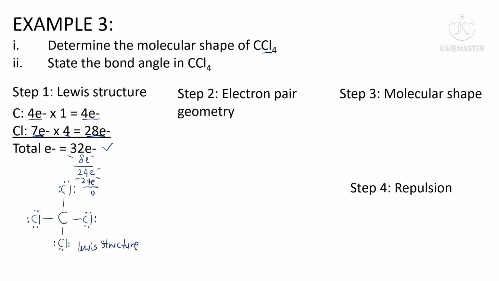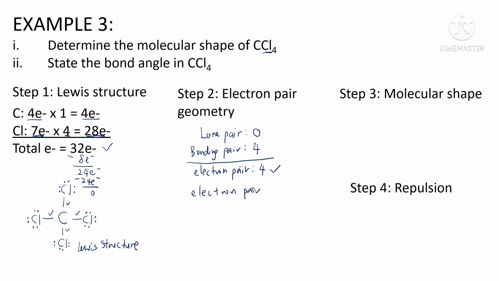To do that, first we need to ask ourselves how many lone pairs are present around the central atom carbon. From the Lewis structure, we can see that there is no lone pair around the central atom. And how about the bonding pairs? There are 1, 2, 3, 4 bonding pairs around the central atom carbon to give us a total electron pair of 4 around the central atom carbon. By having a total electron pair of 4, it means that CCl4 has an electron pair geometry of tetrahedral.